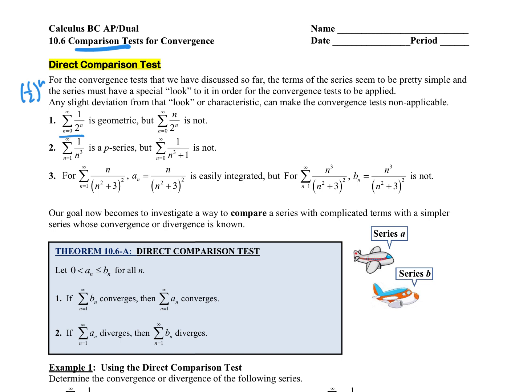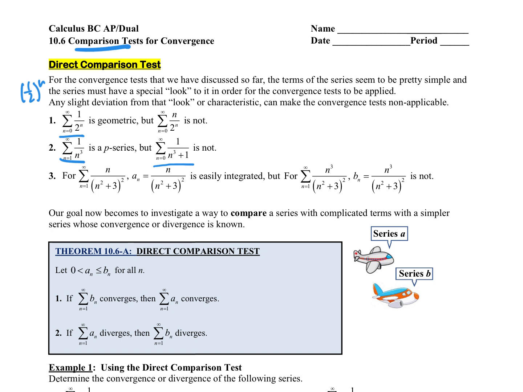1 over n cubed is a p-series with p equal to 3, so we know that that converges. Even this series right here is different. They're not the same series. The +1 is not a p-series anymore. However, you might think that they would behave very similarly, because the +1 in the bottom is not going to matter that much, and we might see that that is true if we can compare the two.